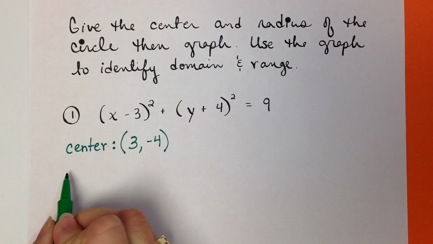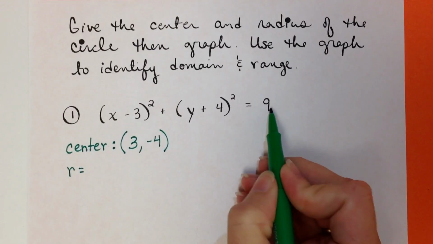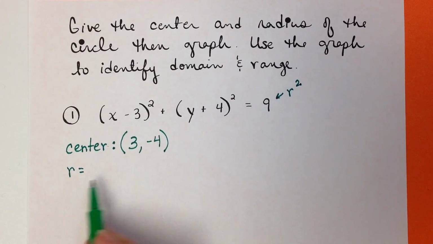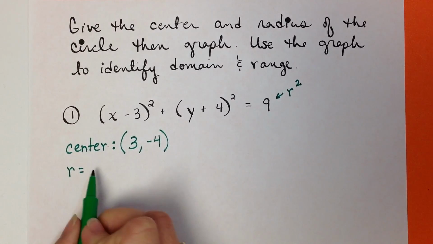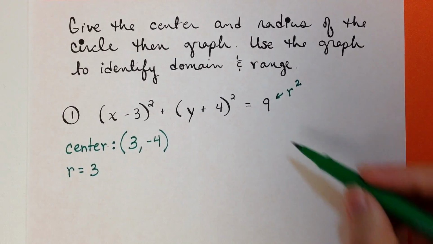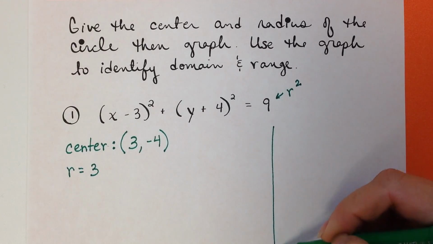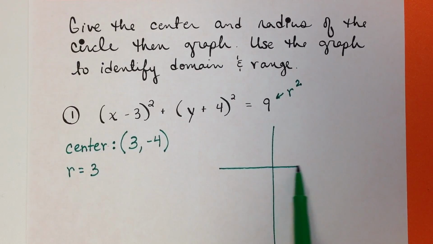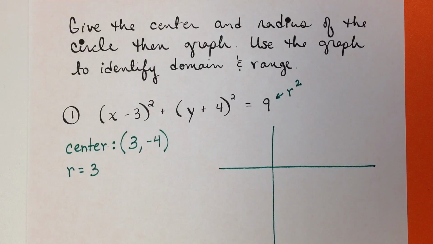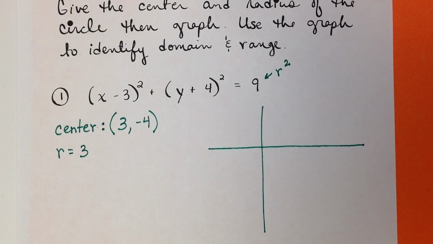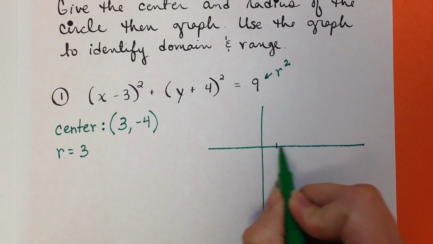Now radius. So 9 actually represents r squared. So if I just want r, then that means I just need to take the square root. So square root of 9 is going to give me 3. Okay, to graph this, first thing that you're going to do will be to put your center, plot that point. So (3, -4).